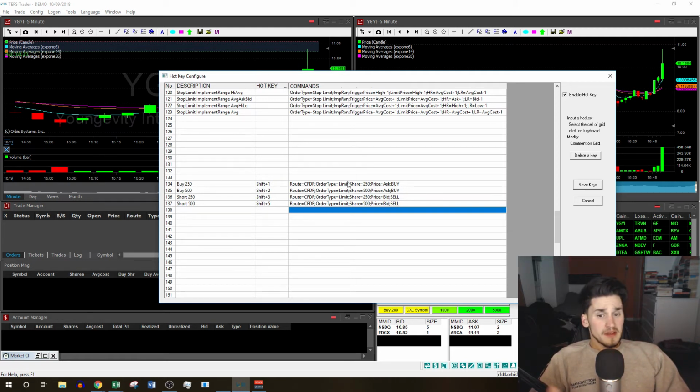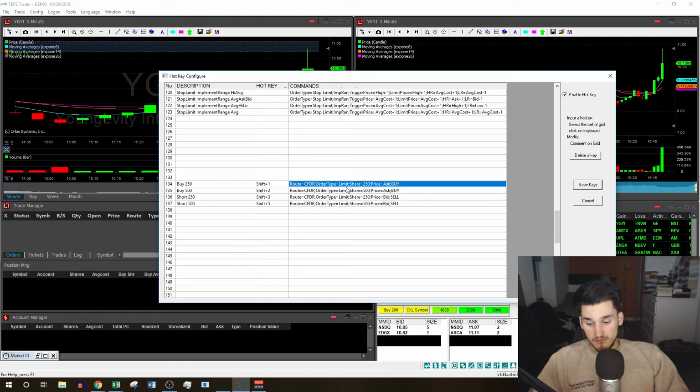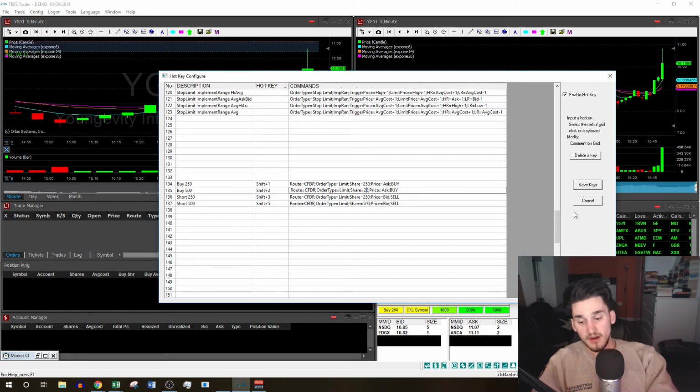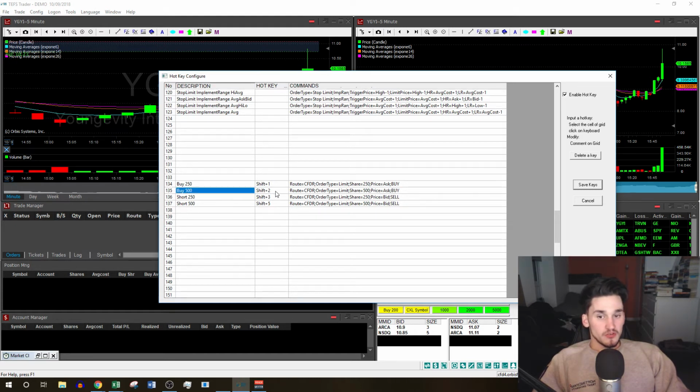Now we basically copy and paste this, so Control C, Control V, and this is the same. The only thing we need to change is the 250, so we need to put 500 instead. And now we have the name buy 500, shift 1, shift 2.